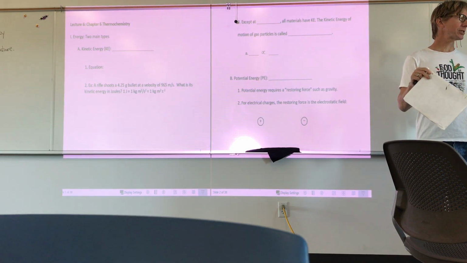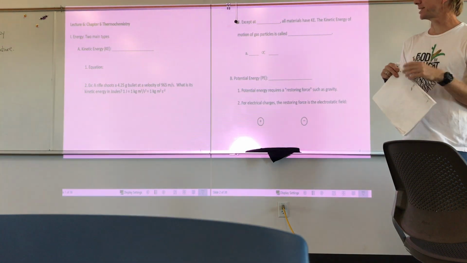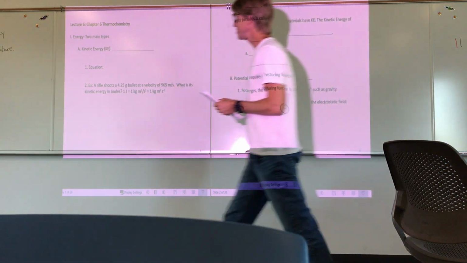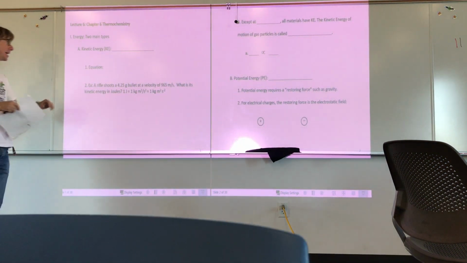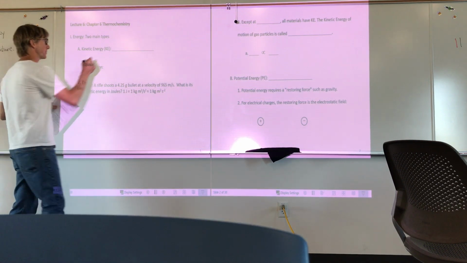Any questions before we get started today? If not, then let's start Chapter 6. Chapter 6 is going to be thermochemistry, energy, 2 main types. Kinetic energy, we've used this abbreviation last chapter, but here it is again, KE. Kinetic energy is energy of motion.